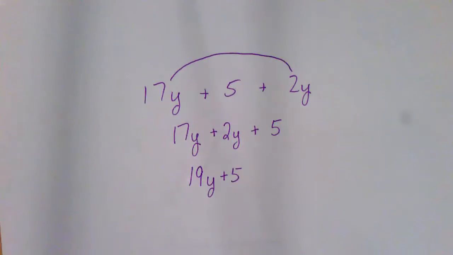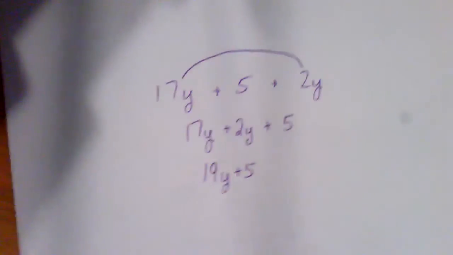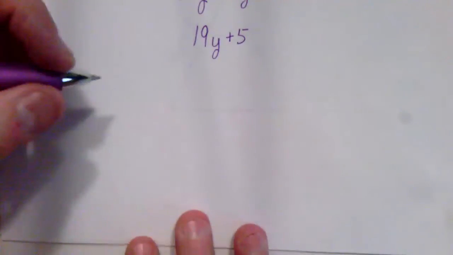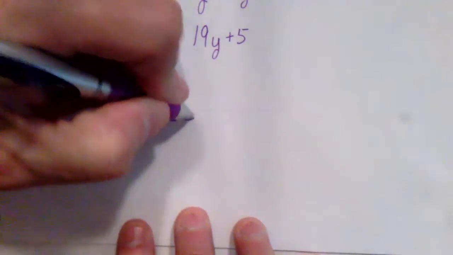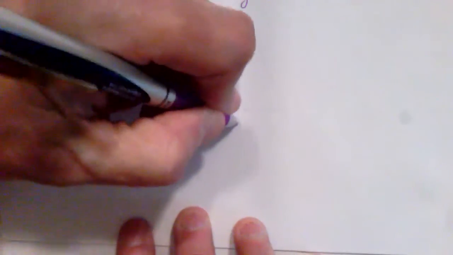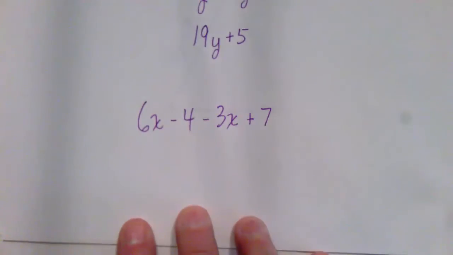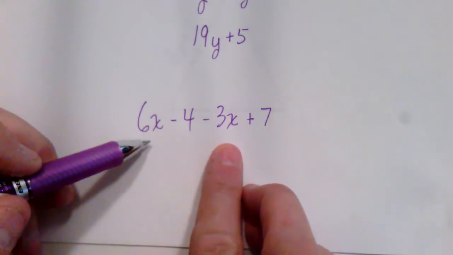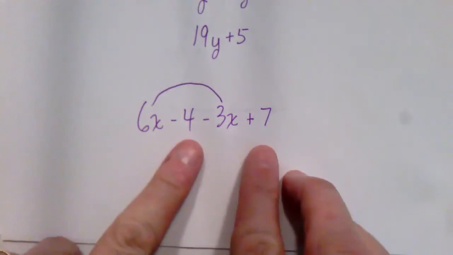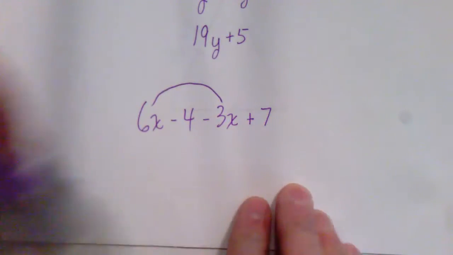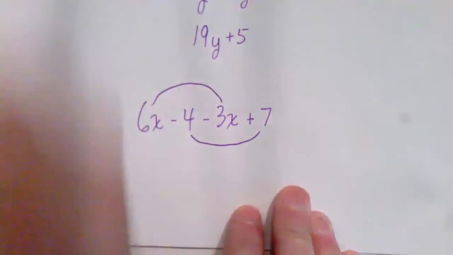Okay? If we had something that looked like this, just a little bit further. Here's one that looks like this. Let's just say I have 6x minus 4 minus 3x plus 7. Okay? So I've got this. Now we're going to combine these. These have the same variable and the same exponent, so we can combine these terms. And then we can combine these two terms because they don't have a variable. Those are constants. We can combine those two.